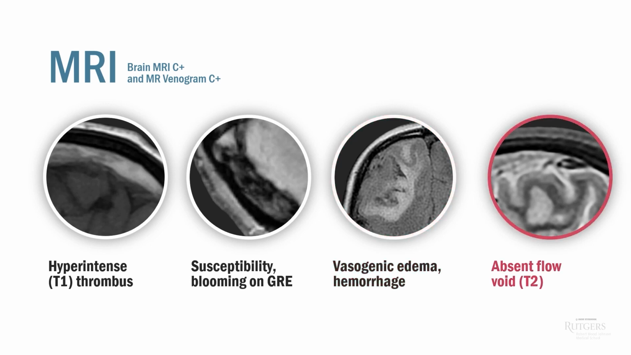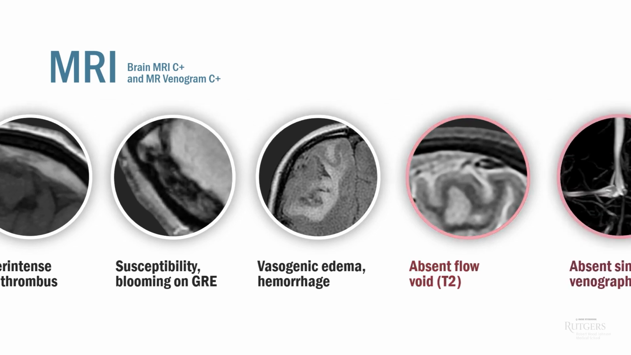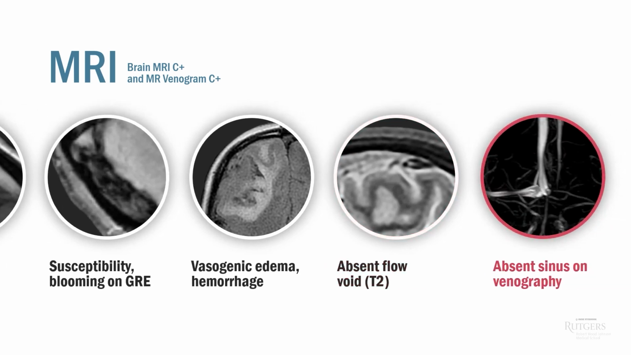In the late subacute or extracellular hemoglobin stage, T2 will slowly brighten, and a normally dark flow void corresponding to a sinus will disappear. And of course, the sinus will be absent on venography.